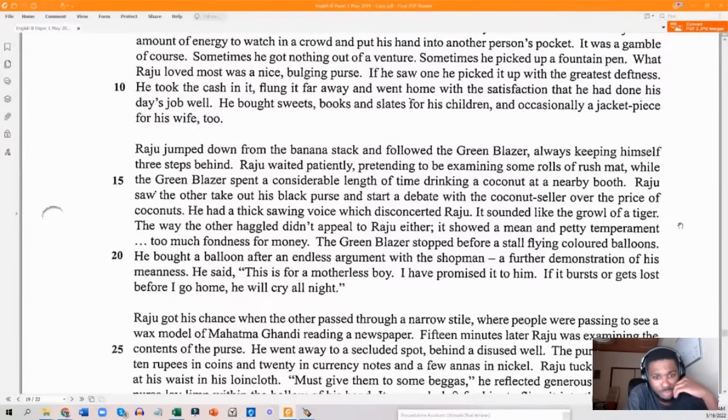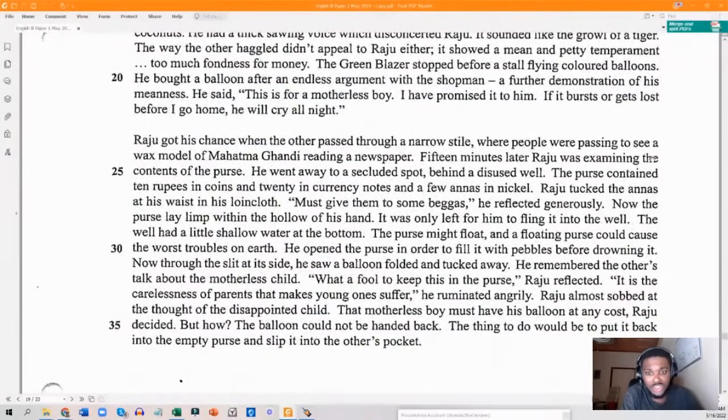The green blazer stopped before a stall flying colored balloons. He bought a balloon after an endless argument with the shopman, a further demonstration of his meanness. He said, "This is for a motherless boy. I have promised it to him. If it bursts or gets lost before I go home, he will cry all night." Raju got his chance when the other passed through a narrow stile where people were passing to see a wax model of Mahatma Gandhi reading a newspaper.